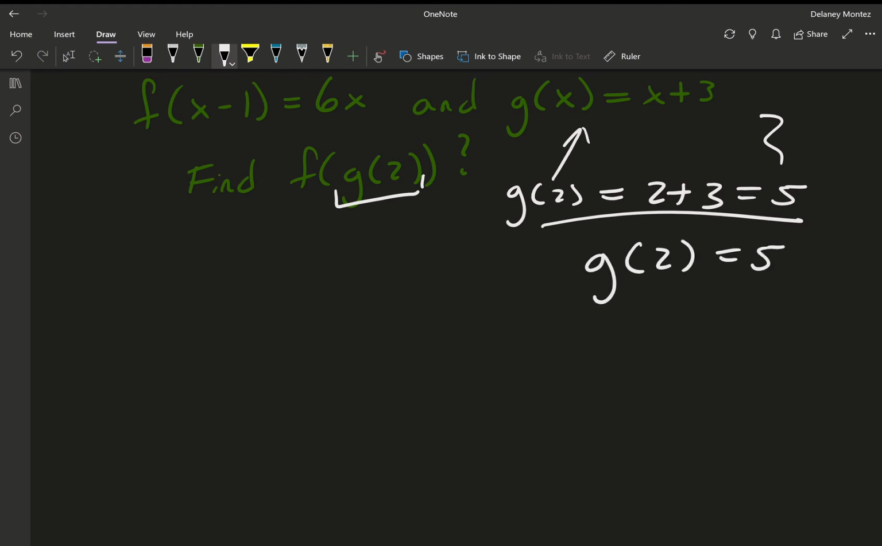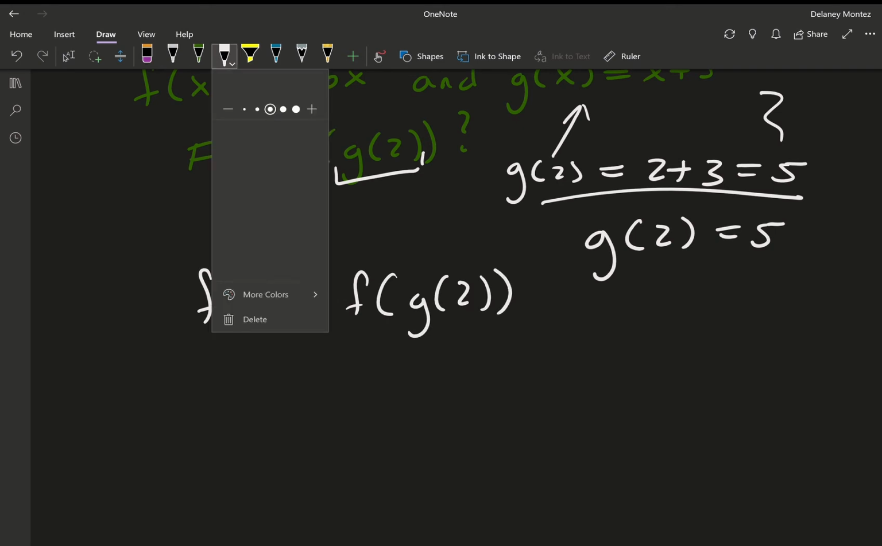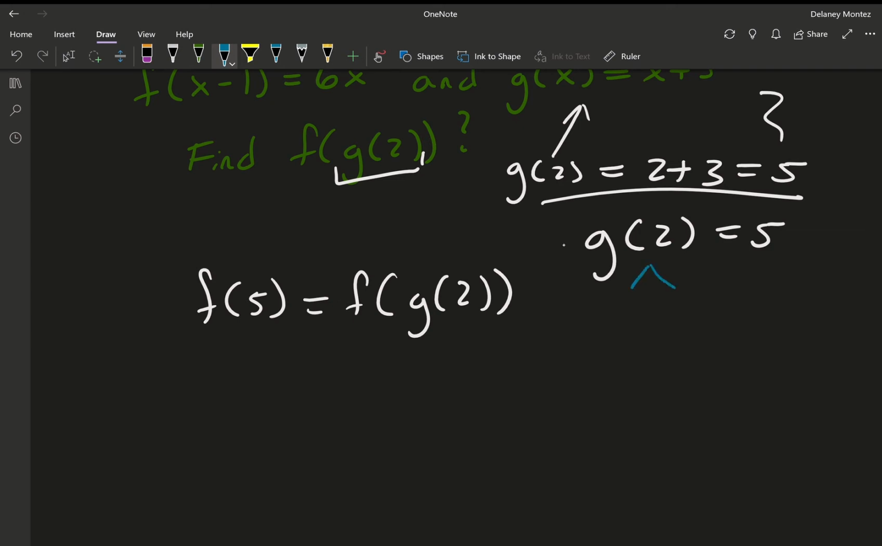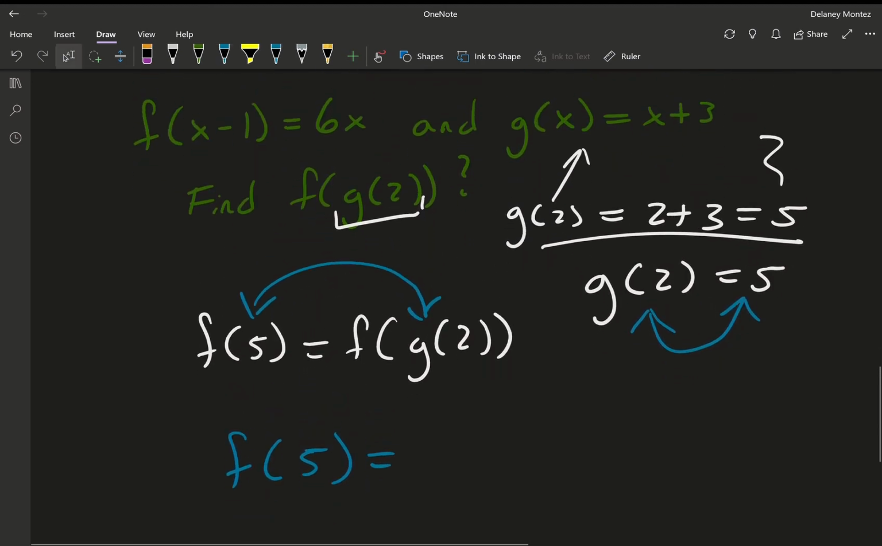So we know g of 2 equals 5. So if g of 2 equals 5, then instead of doing f of g of 2, I can just say f of 5, right? Because that's the same as f of g of 2. So we're just subbing out g of 2 for 5, making an equivalent statement. So now to find f of 5, that's the next step. Well, we know what f of x minus 1 is. f of x minus 1 gives you 6x.